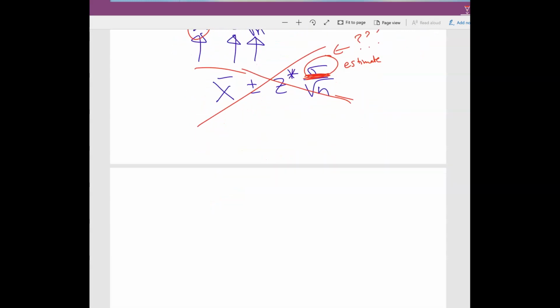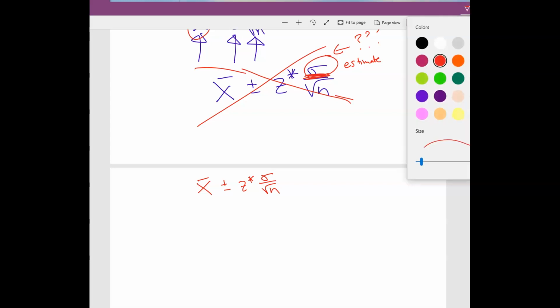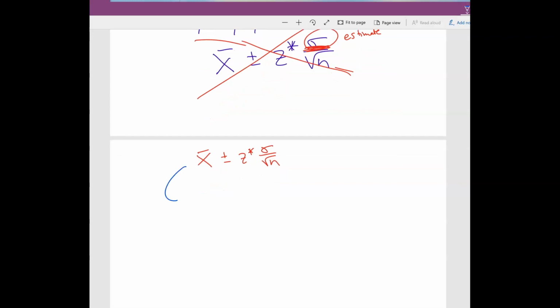How are we going to estimate it? Well, this is what we're going to do. We're going to write the formula again. This is a useless formula that we cannot find the confidence interval with, because we don't know what the population standard deviation is, so we're going to change it up. We're going to estimate it.